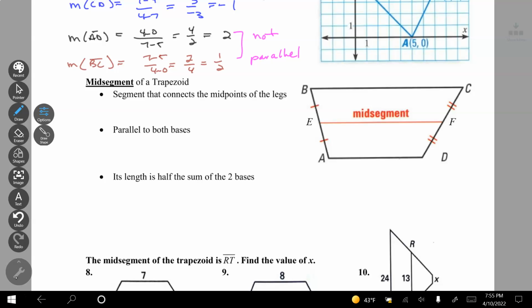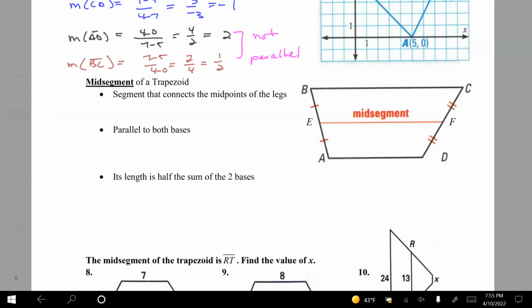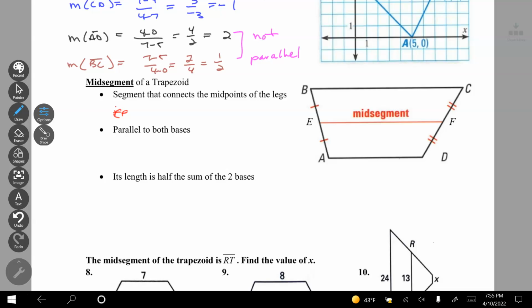Another vocab word we're going to work on is the mid-segment of a trapezoid. The mid-segment is a segment that connects the midpoints of each of the legs of the trapezoid. So E is the midpoint of AB, and F is the midpoint of CD. So segment EF is the mid-segment. And since AD and BC are parallel, EF runs in the middle, and it is still parallel. So EF is parallel to AD, and EF is parallel to BC.